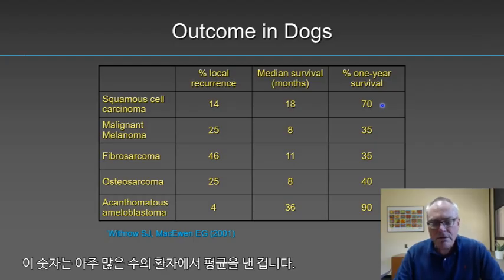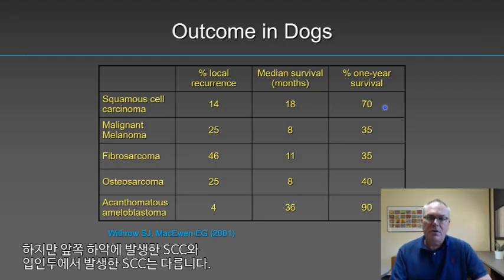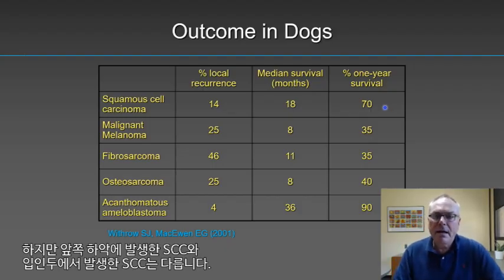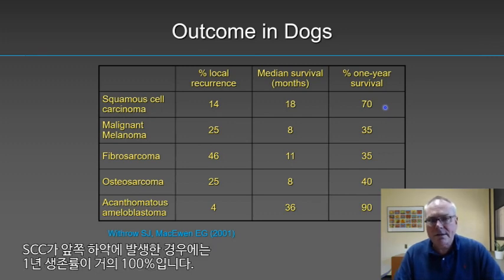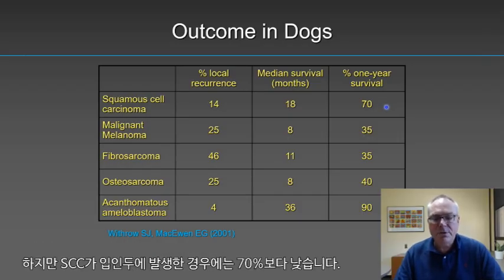So not all squamous cell carcinomas give you the same results, and these are averages collected from a very large number of animals. But for example, a squamous cell carcinoma of the rostral mandible has a very different outcome compared to a squamous cell carcinoma of the oropharynx. So for a squamous cell carcinoma of the rostral part of the mandible, your 1-year survival rate should be close to 100%. A squamous cell carcinoma of the oropharynx would have a survival rate that is much less than 70%.